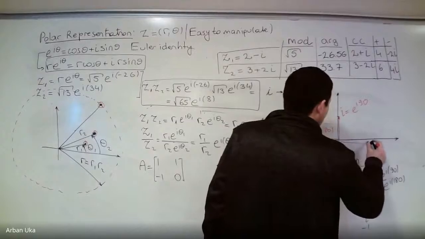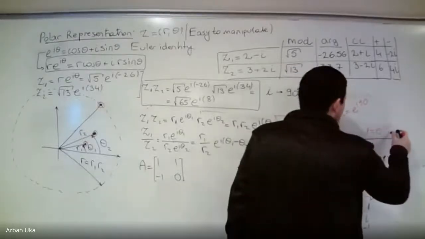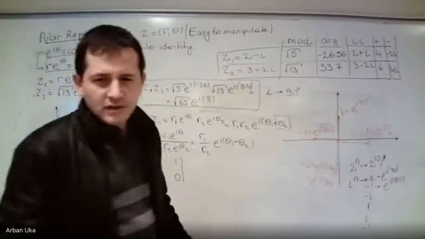What about 1? What is 1? e to the power I times 0. That's correct. Times 0.